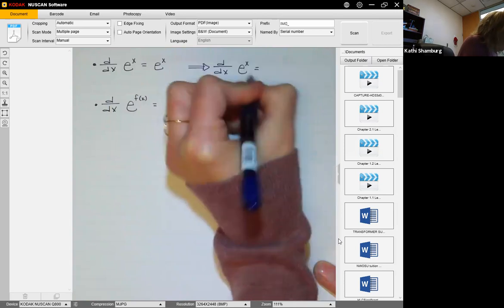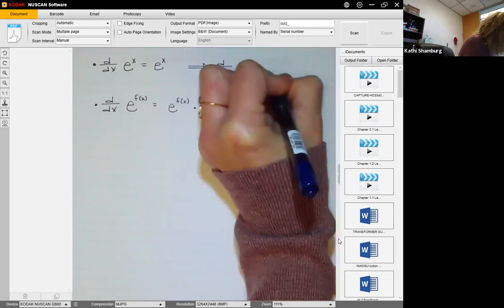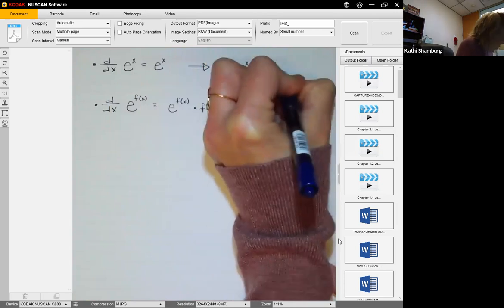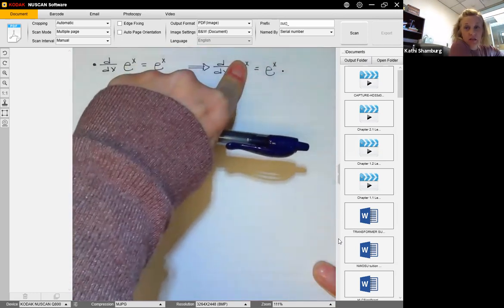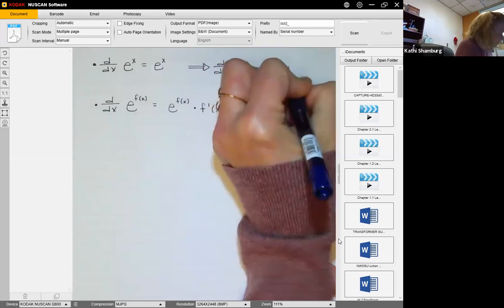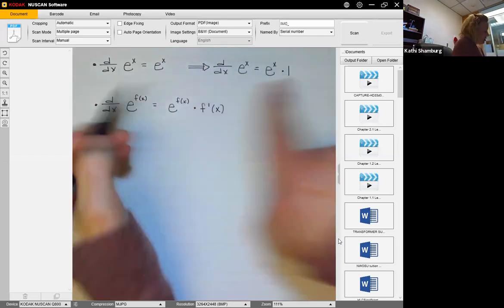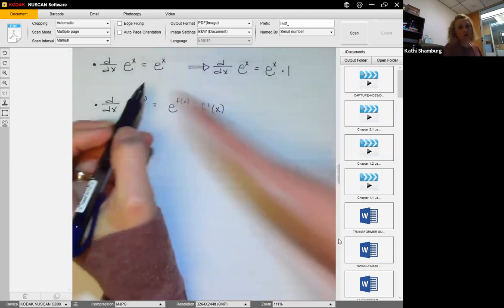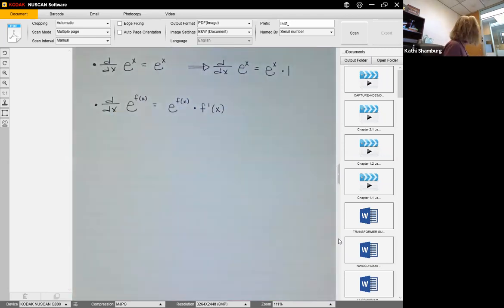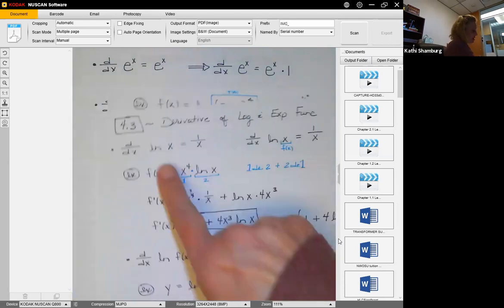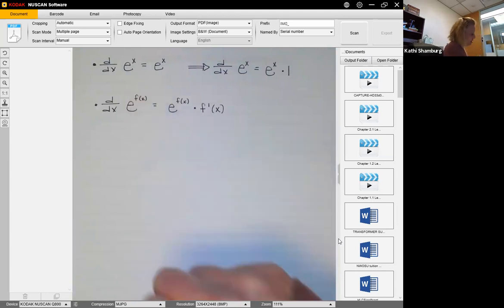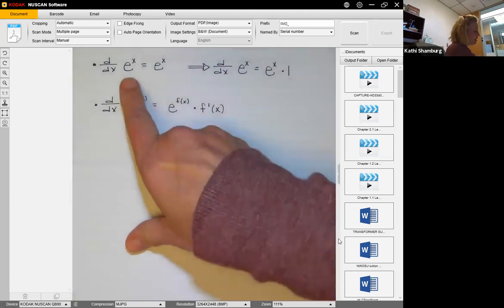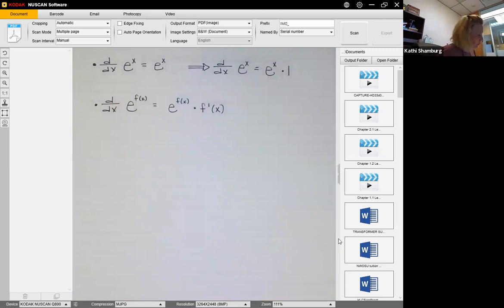It tells me to just rewrite this e to its exponent times the derivative of the exponent. What is the derivative of x? 1. And e to the x times 1 is just e to the x. So it's just one of those, like the derivative of the natural log of x is 1 over x; the derivative of e to the x is just e to the x. Okay. All right.